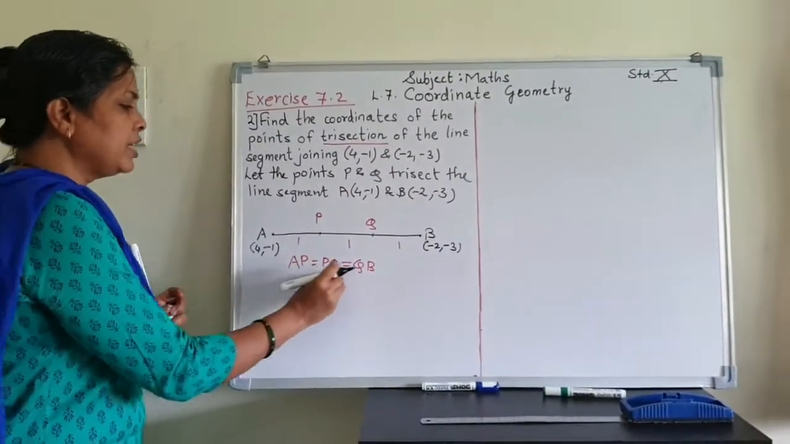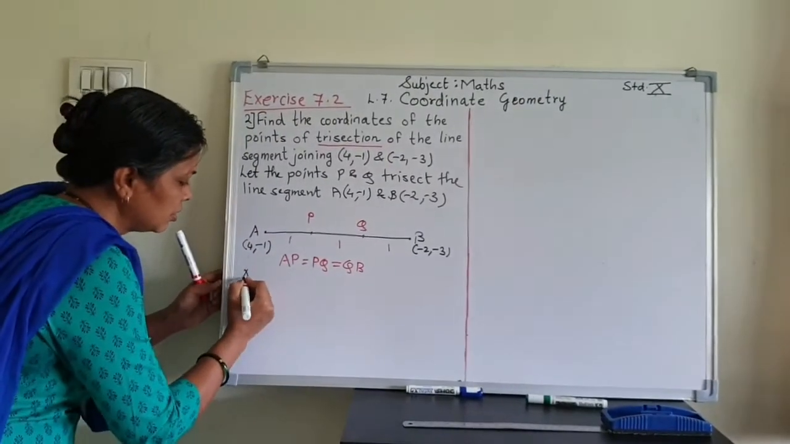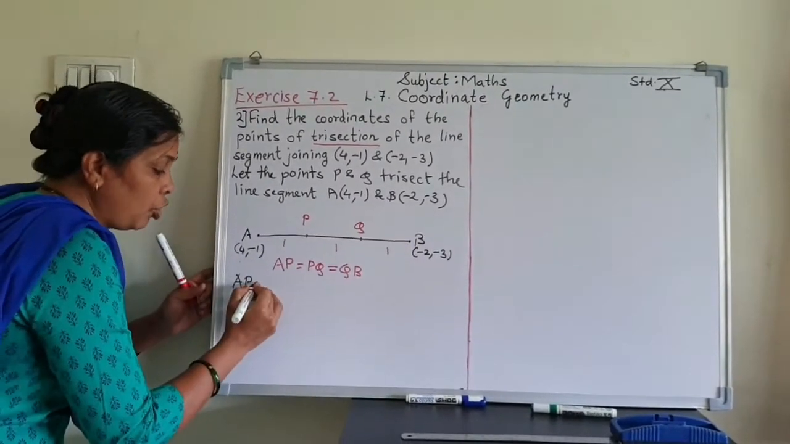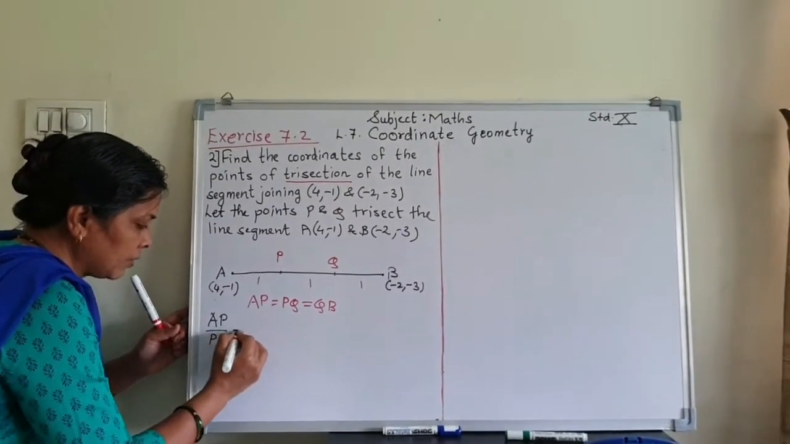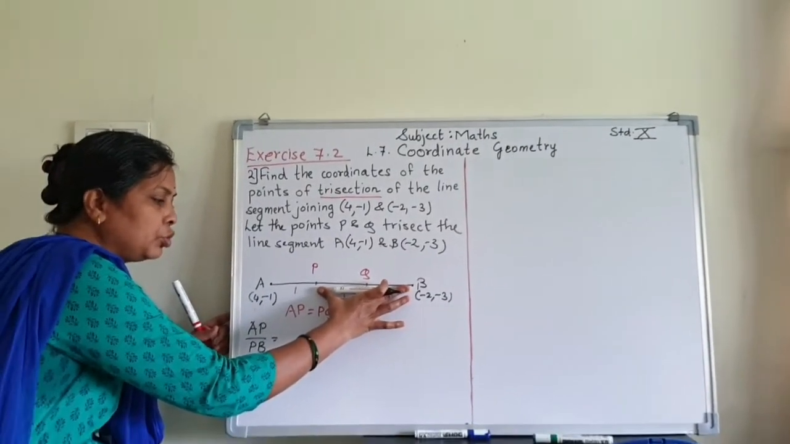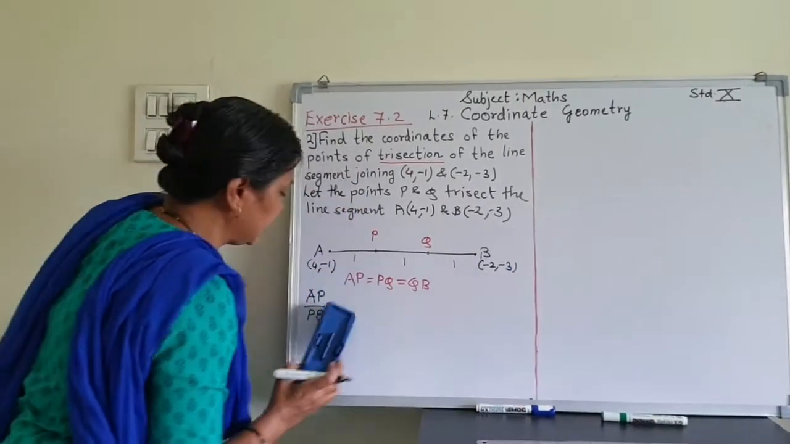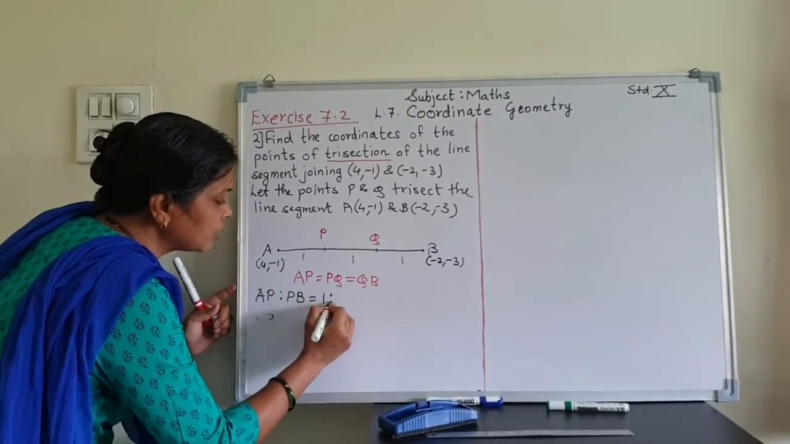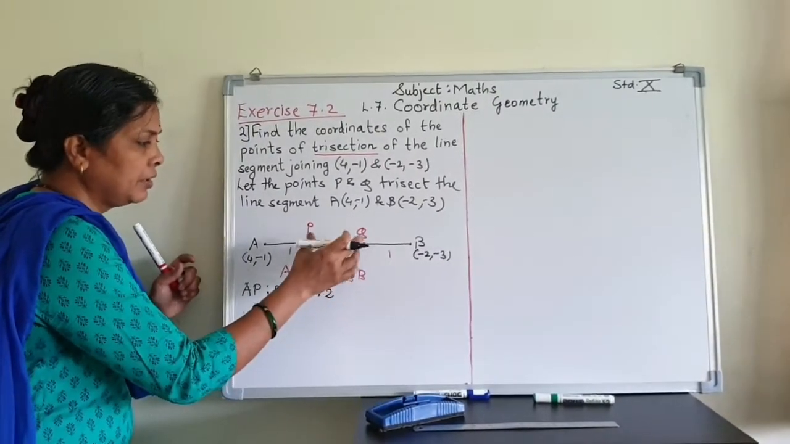So now with this, what you come to know is that if we take this AP with the remaining PB, what will be the ratio of AP upon PB? This AP is 1 and the total PB will be equal to 2. So the ratio of AP is to PB will be 1:2.